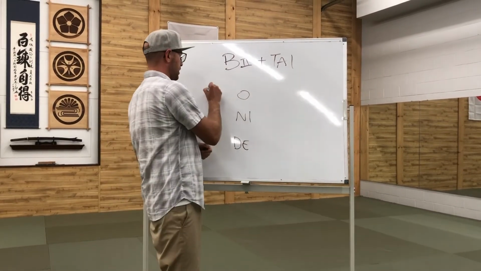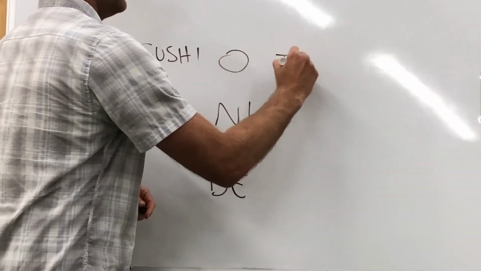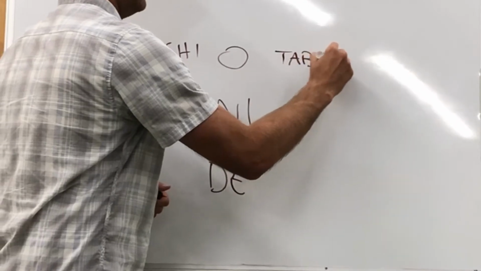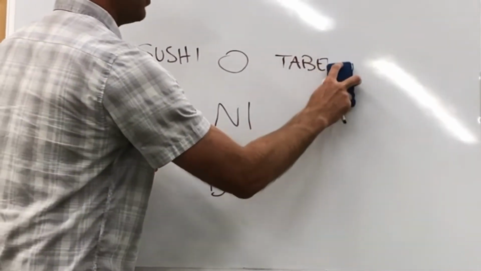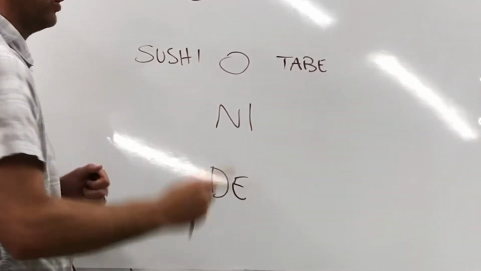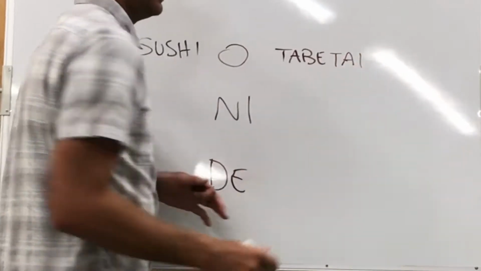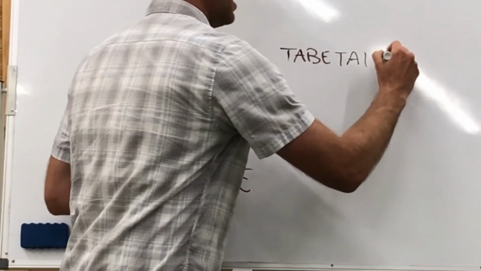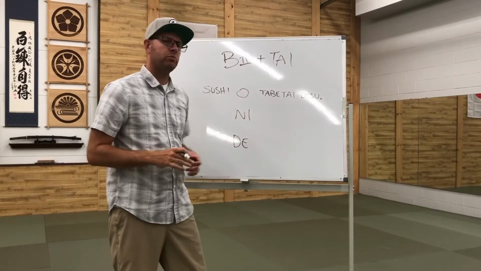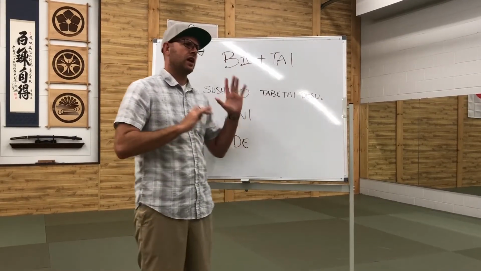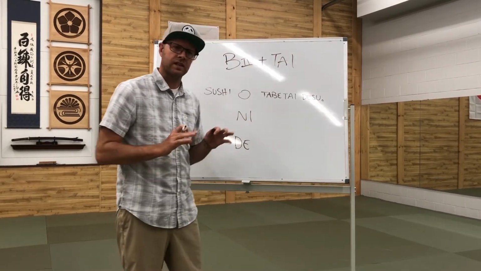So it would be sushi o, taberu is our verb to eat. Taberu in base 2, we drop the ru to get the stem. That's what base 1 and base 2 is. And then we add tai. Now to make it polite, we add desu. You don't typically do that with verbs, but you do with this pattern because it kind of follows the adjective box. So it's kind of a funky exception.